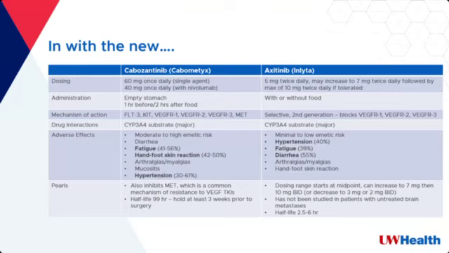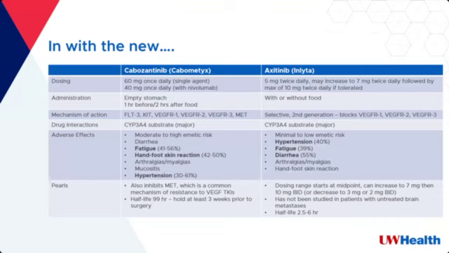So some of those agents are listed here. Some of the newer agents include cabozantinib or Cabometyx and axitinib or Inlyta. Cabozantinib is dosed on its own at 60 milligrams once a day. When we combine it with nivolumab, that dose is reduced to 40 milligrams once a day. It is taken on an empty stomach.